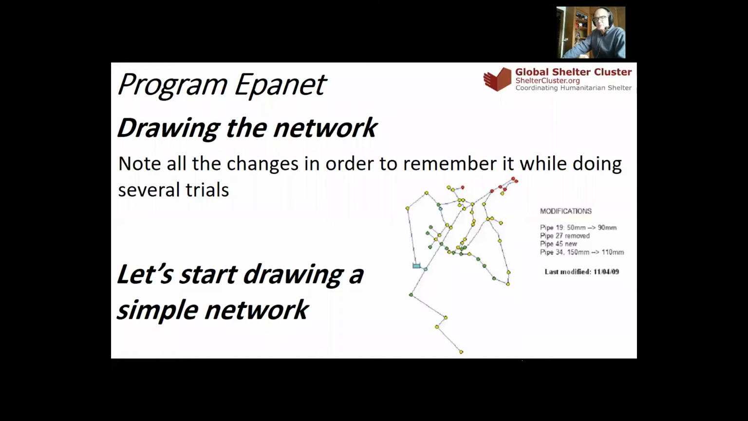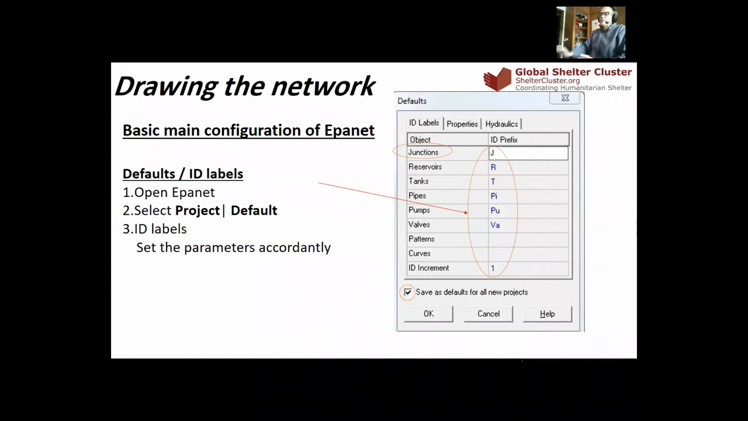Okay, now we start with a very simple network with Epanet. I don't know if you have Epanet open on your computer or not, but anyway, you have the presentation, and later, calmly, you can go through the presentation step by step and check what I'm going to say and redo it.